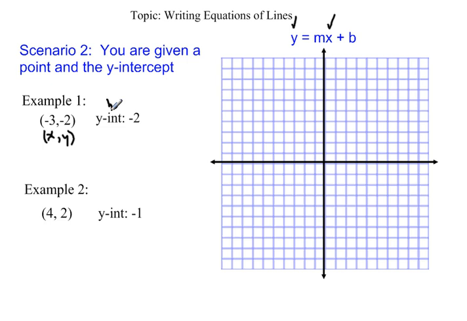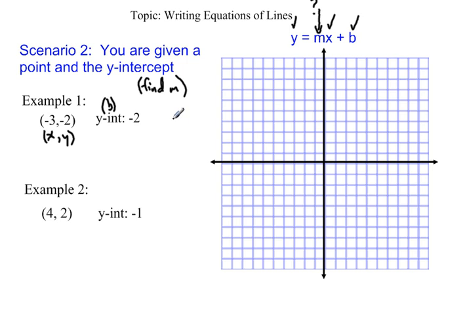Now remember, this is b. So you have those three things. So what you need to find, what's missing, is m. All right. So if you're given a point and a y-intercept, you're going to have to find m. Find the slope.